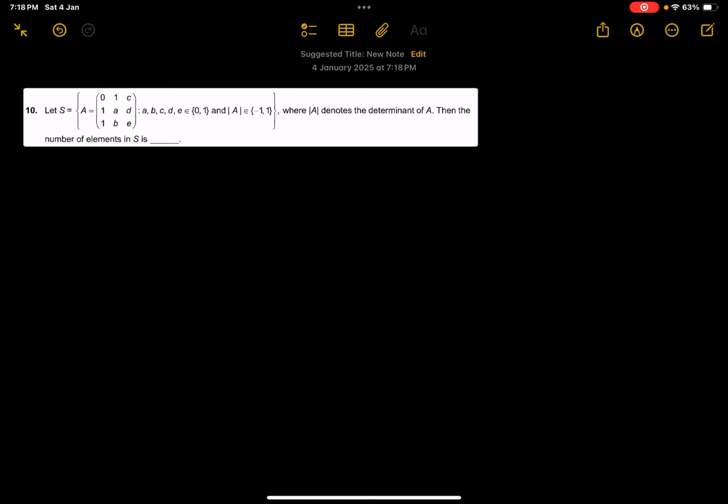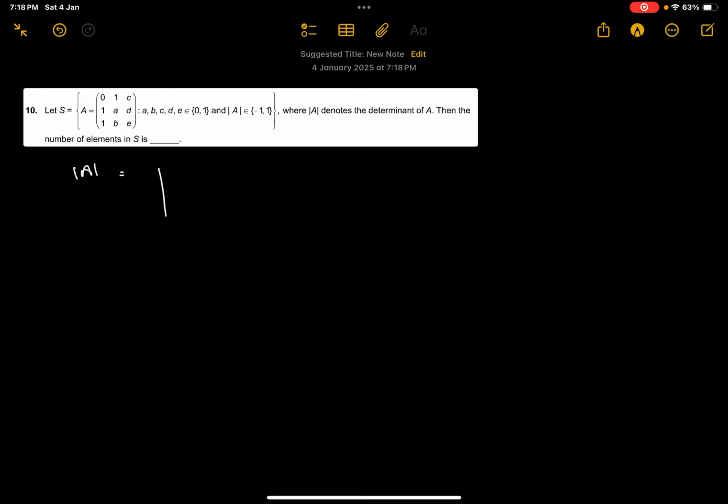We have a question from matrix, not matrix exactly, but determinants, and a bit of simple number theory. Let's start with finding the determinant of A.